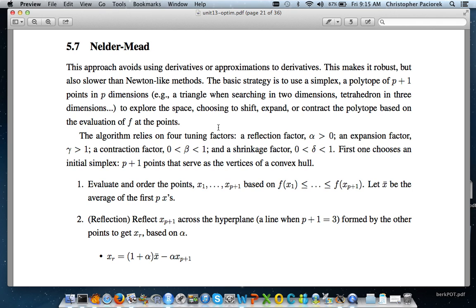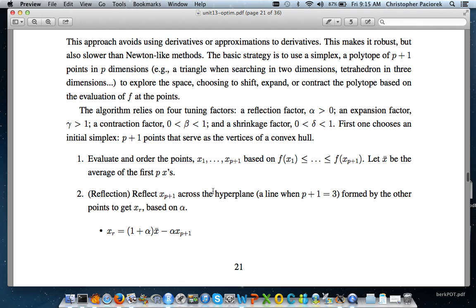And you're doing the walking and the expansion and the contraction all based on evaluating the function at each of the p plus 1 points and seeing how big the function is at each of those points relative to each other. So there are different kinds of steps involving reflection and expansion and contraction and shrinkage. And for each of these different kinds of steps, there's a tuning factor that controls how the algorithm runs. So I think rather than concentrating on this in the abstract, the best way is just to do a little bit of demonstration. To set this up, we're going to need, as a starting point, p plus 1 points.